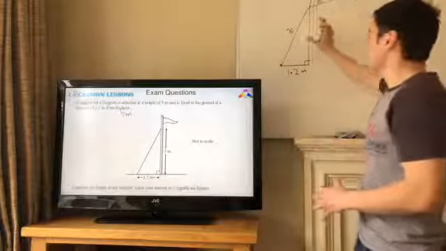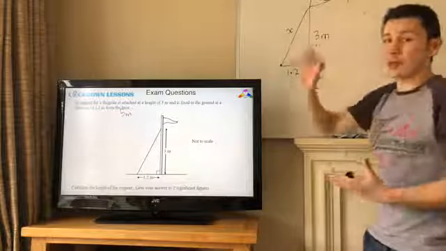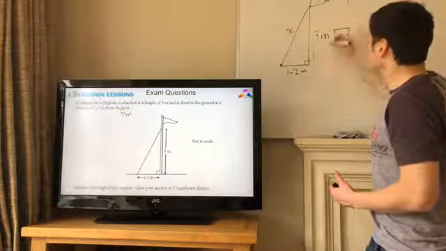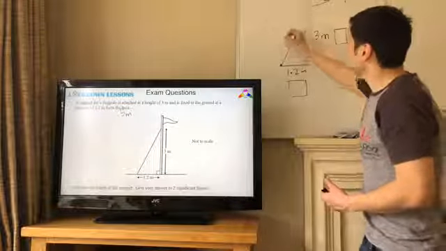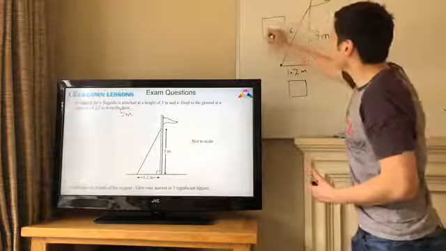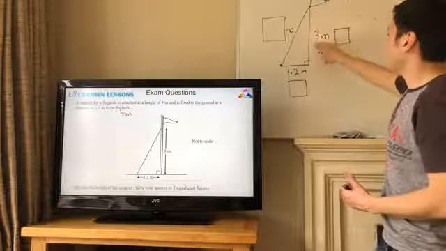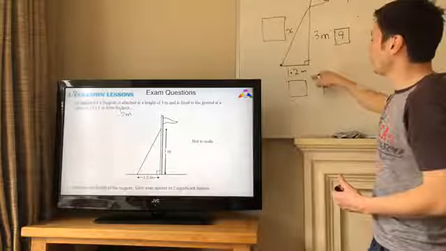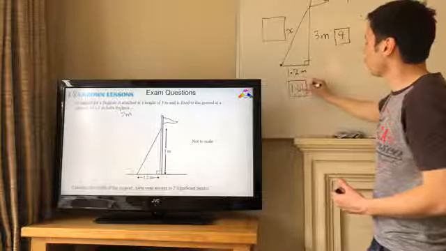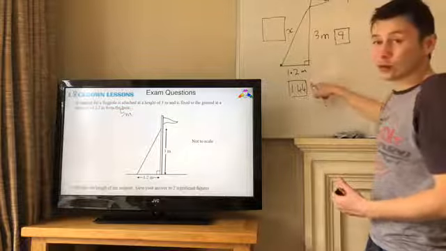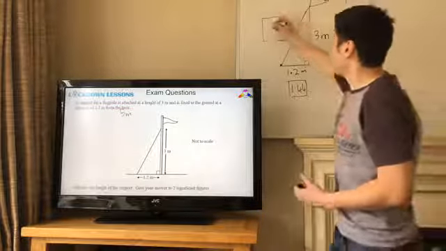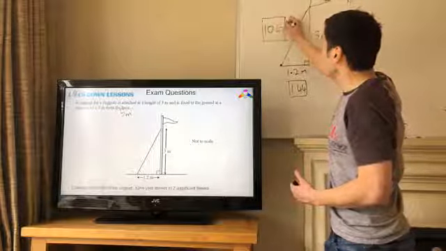Okay, so we'll go through this, see if you've got the right answer. I'll show you how you get your marks as well. So first of all, draw your squares in. Small square, and big square, really exaggerate that big square. So 3 squared is 9. 1.2 squared is 1.44. We then add the two small squares together to make the big square. So it's 9 and 1.44 is 10.44.